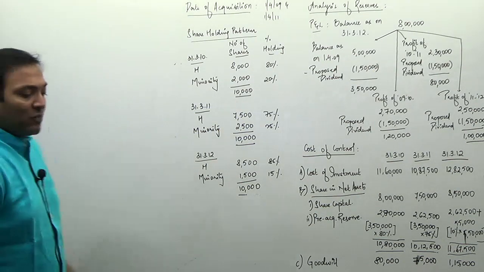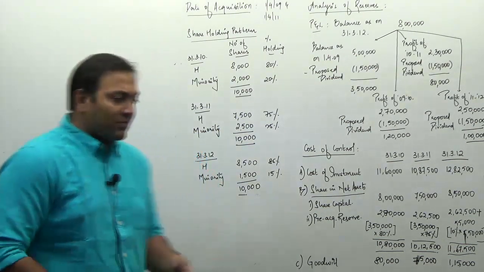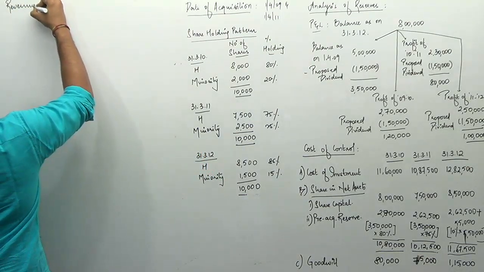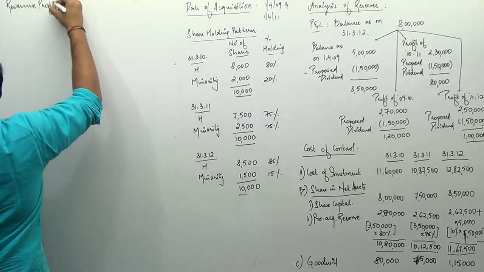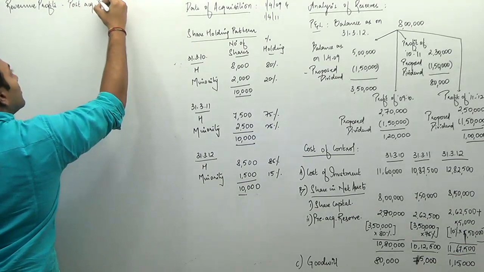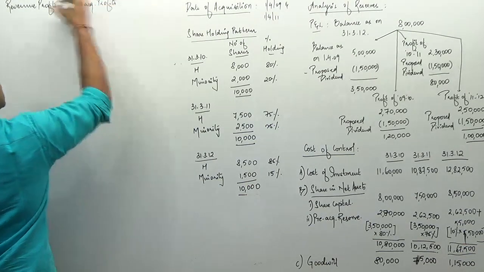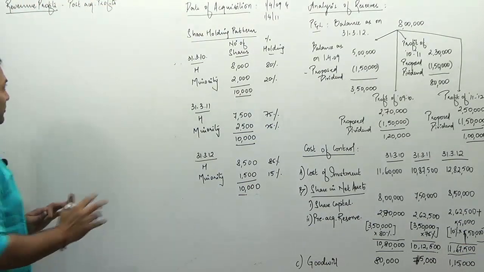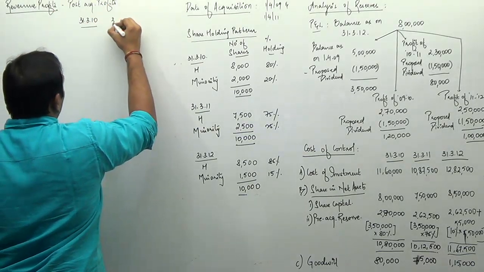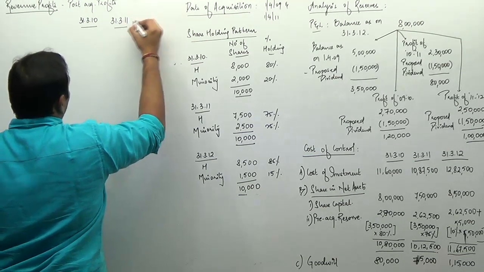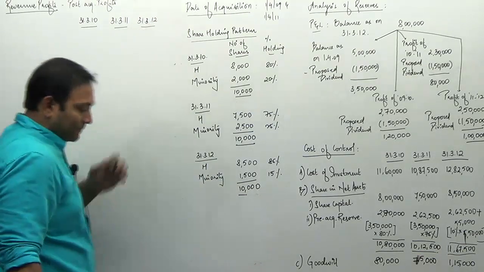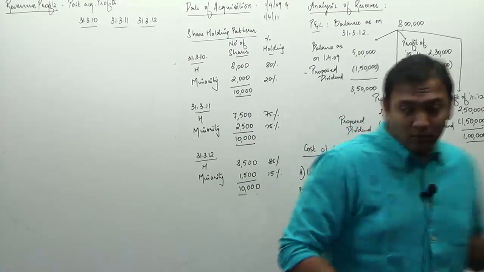Yes guys, he's asking you revenue profits. What is revenue profits? Post acquisition profits. How much will you add to your reserves for consolidated balance sheet? Careful again. Three dates. 31st March 2010, 11 and 12. Observe.